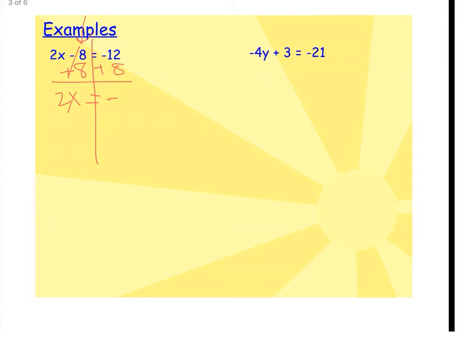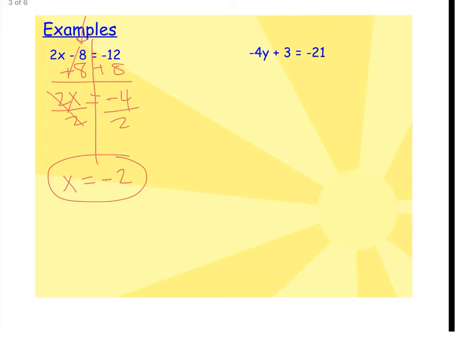Now, I just have the 2x on the left side. That's multiplication. So I have to do the opposite, which is division. And I can see x is equal to negative 2. Here's a slick thing with equations. There's always a way to check them.